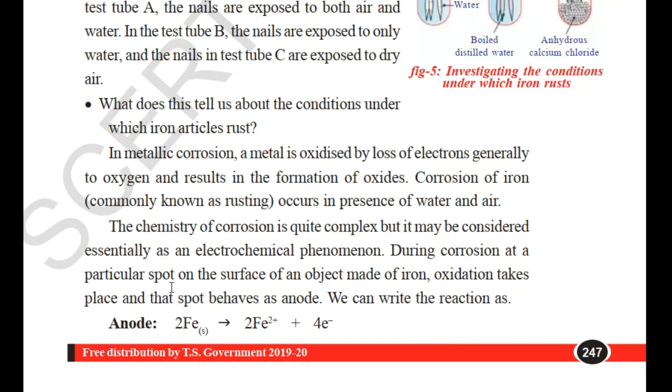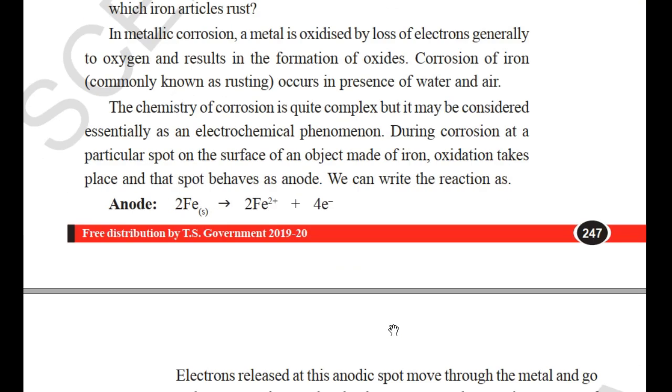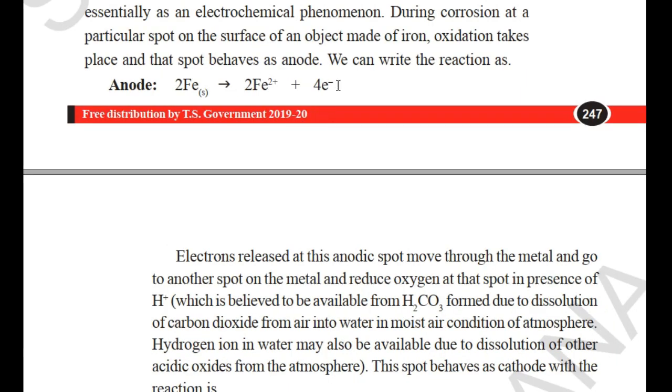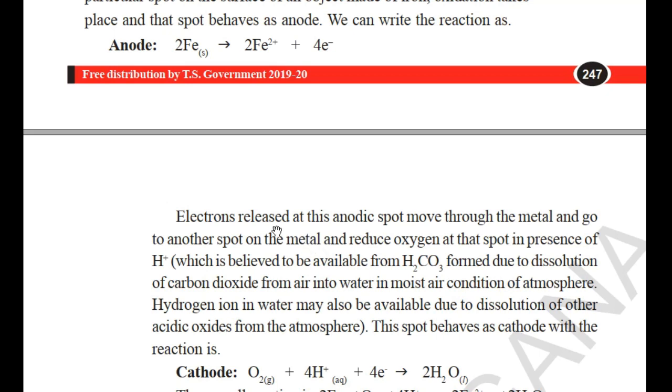Suppose they have a particular spot of an iron object. It undergoes oxidation and gets converted, becoming the anode. So we can write this reaction: iron plus 2 ... 4 electrons, sorry, are removed here. So electrons released at an anodic spot move through the metal and go to another spot. That is, electrons are removed from here and go to another spot.